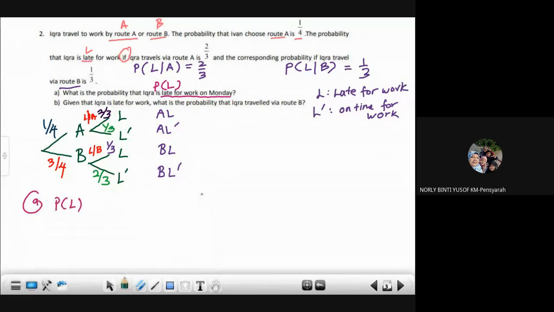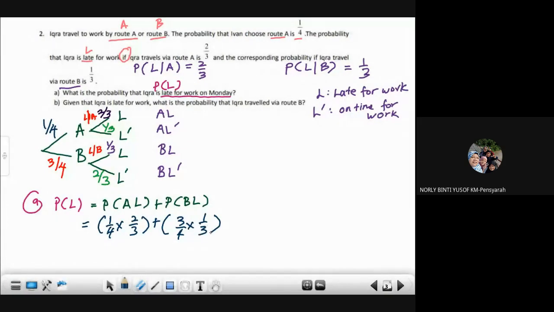So you ada dua possibility. Satu you guna road A, you late. Dengan satu you guna road B, then you late. Then you kira based on tree diagram. 1/4 times 2/3 plus road B late 3/4 times 1/3. Okay, then calculate, simplify, you got 5/12.